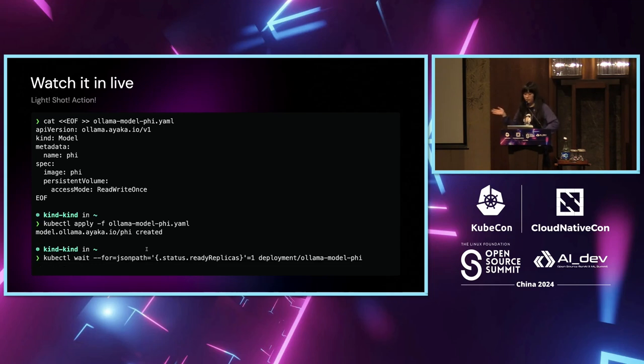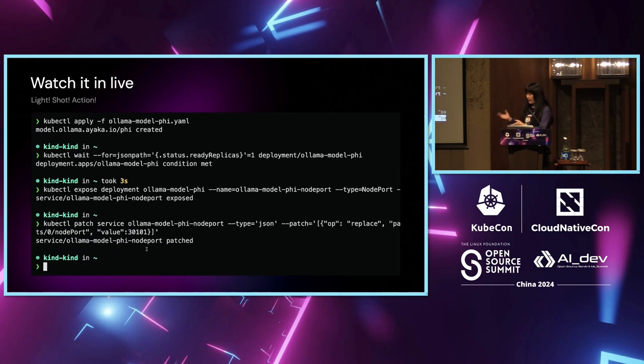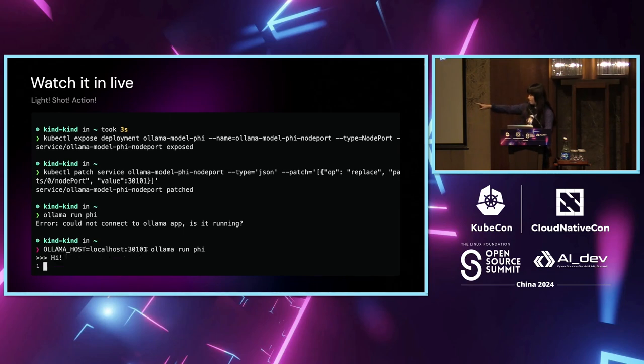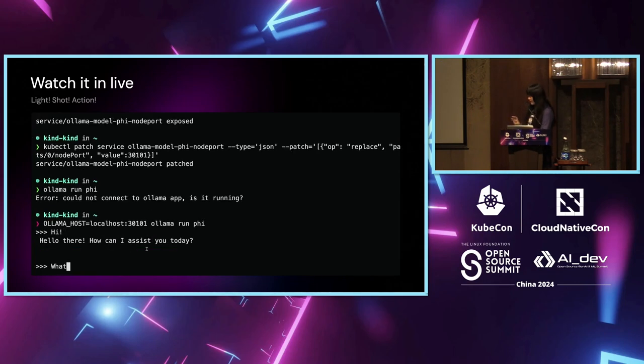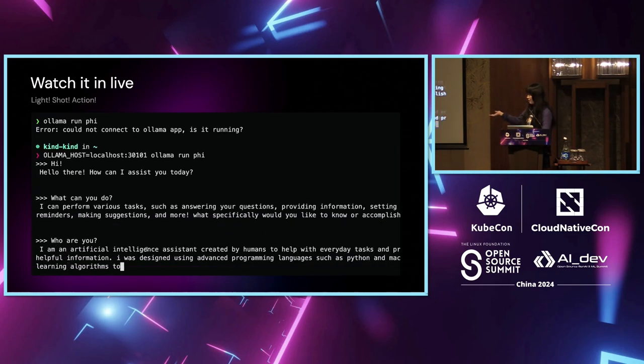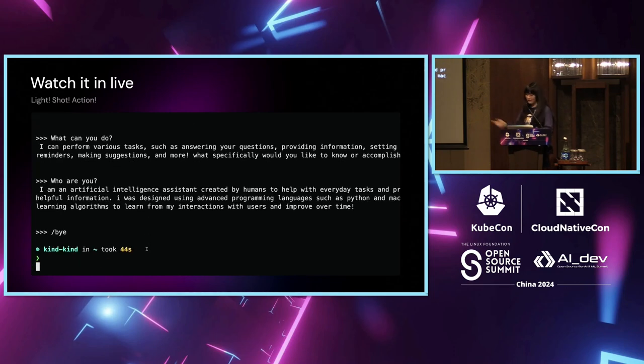What we are doing here is to quickly deploy a model with Ollama on a kind-created cluster. It will be able to use the official Ollama CLI to interact with it. You see, it's fast enough. I ran it on my MacBook Pro, so I think it's very amazing for Kubernetes developers who usually use a kind cluster with the Ollama operator. Well, you can have coding copilot, code generation, etc. Yeah, that's basically the demo.